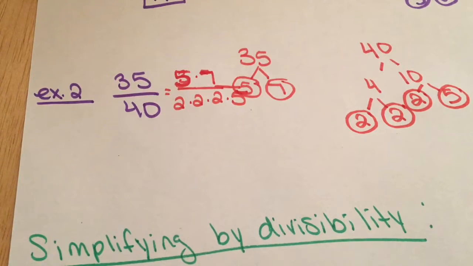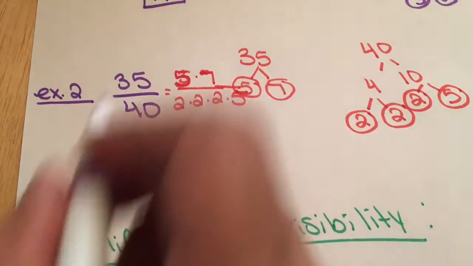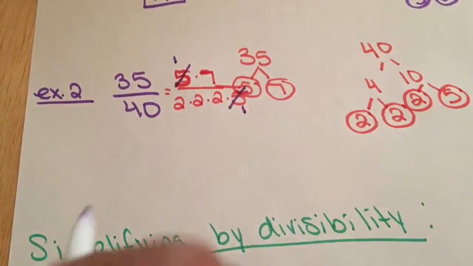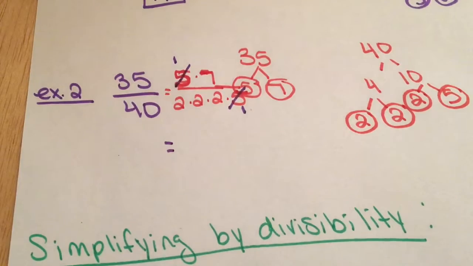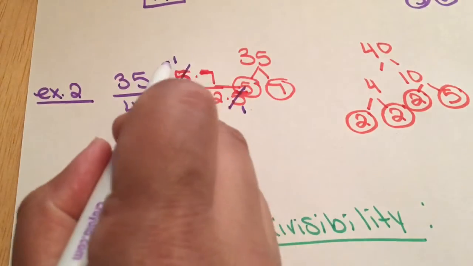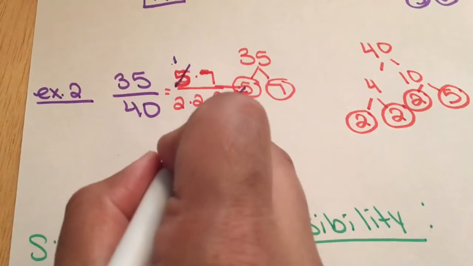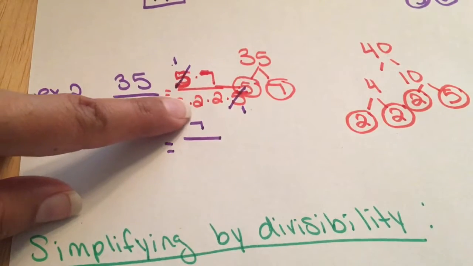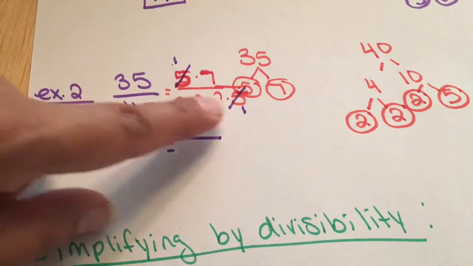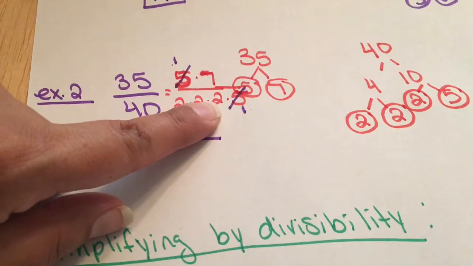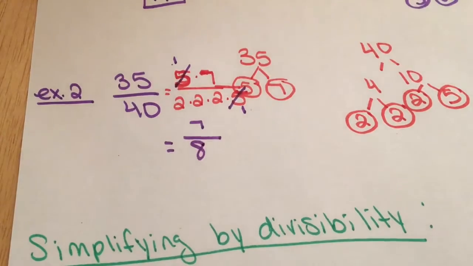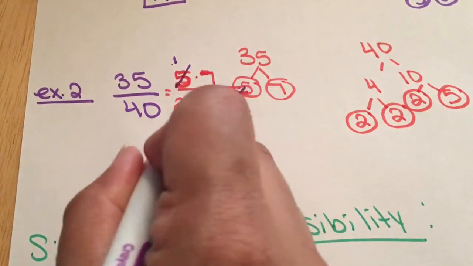Now if I look, the only common factors we have are the 5s. So I'm going to cancel them out, make them both 1s, and now I can rewrite my simplified fraction. In my numerator, I have 1 times 7, which is 7. In my denominator, I have 2 times 2, which is 4, times another 2, which is 8, times 1, which will give me 7/8.